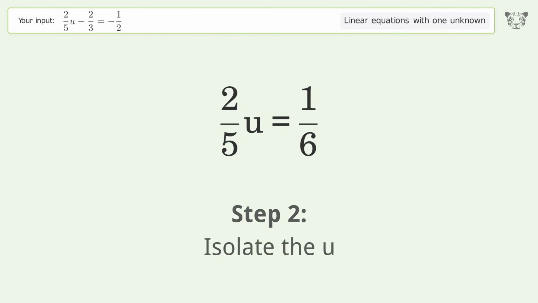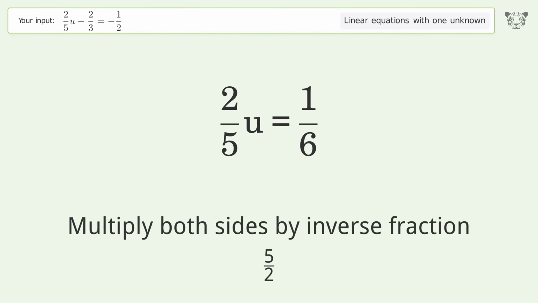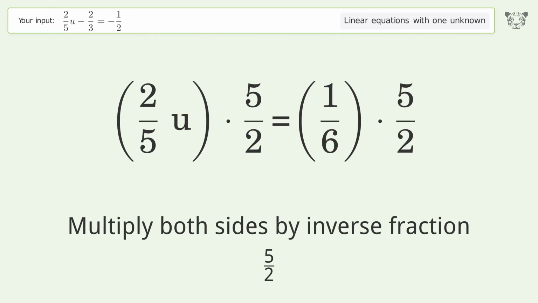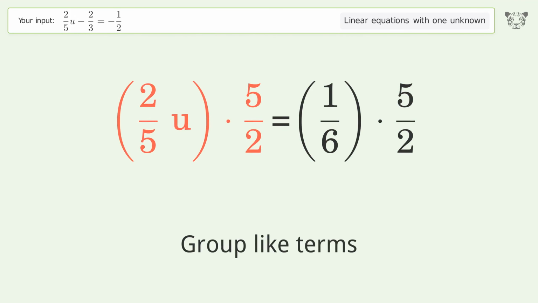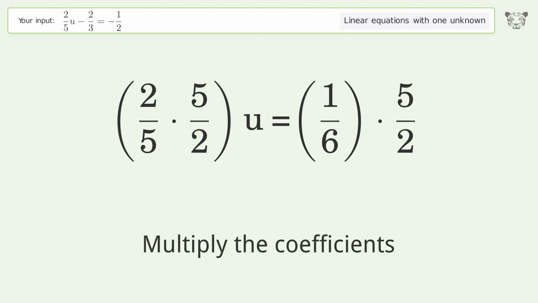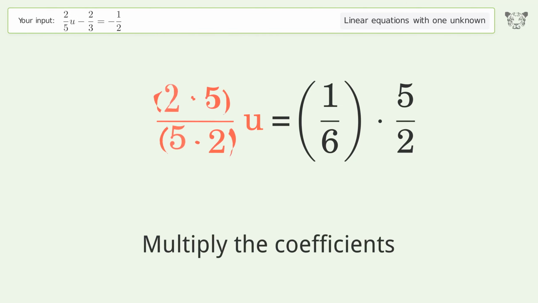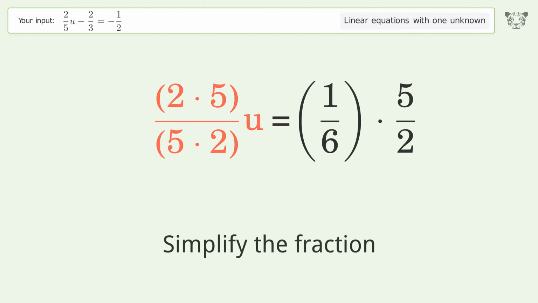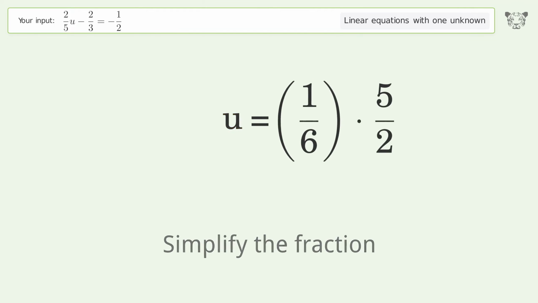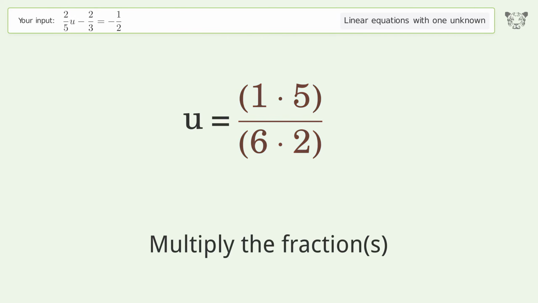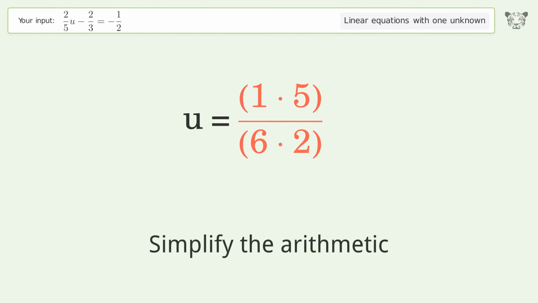Isolate the u. Multiply both sides by the inverse fraction 5/2. Group like terms. Multiply the coefficients. Simplify the fraction. Multiply the fractions. Simplify the arithmetic.